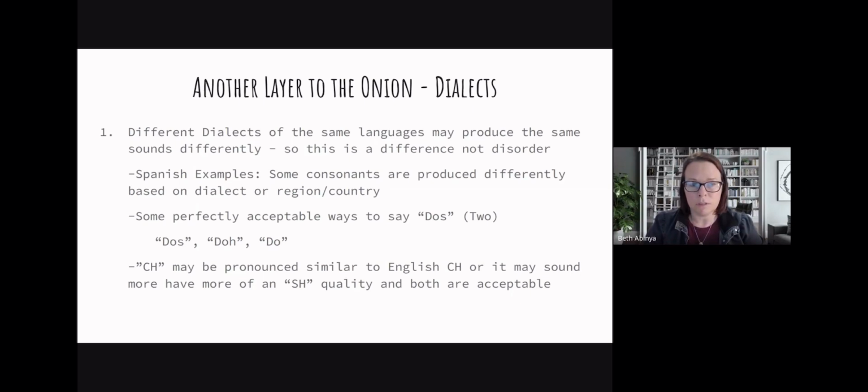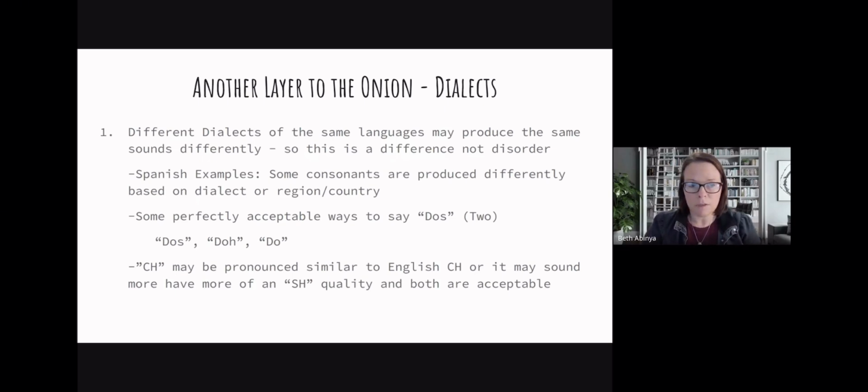So this is just an example. Dos is the word for two, number two. And it can be produced different ways. So dos with a clear S at the end, do with almost like an H, or do, which it sounds to us probably like the sound is totally dropped. But in that dialect of Spanish, that is totally acceptable, totally normal, that is how it's produced.